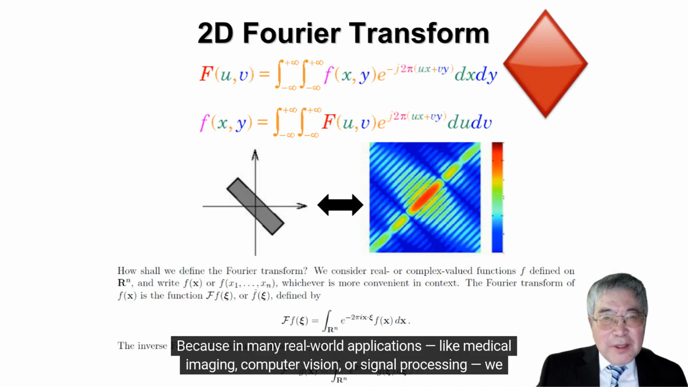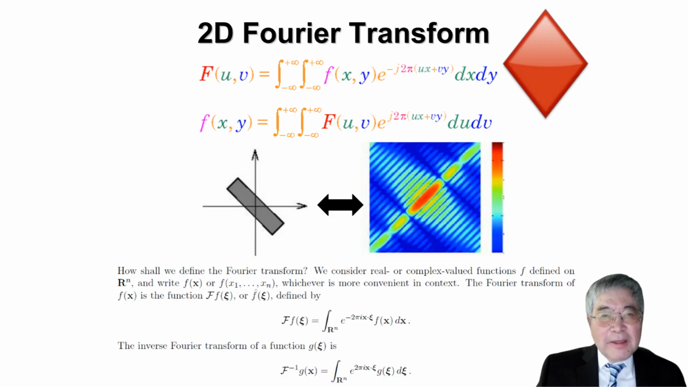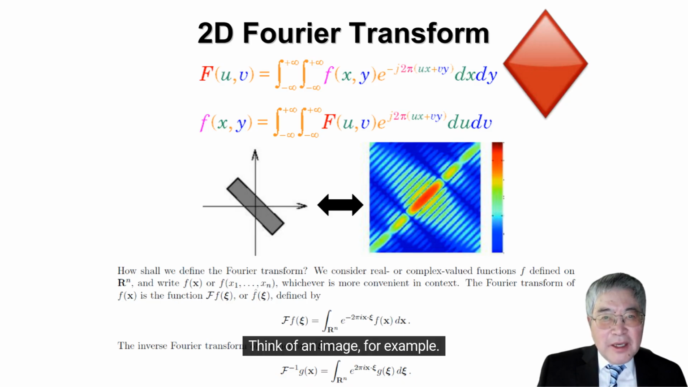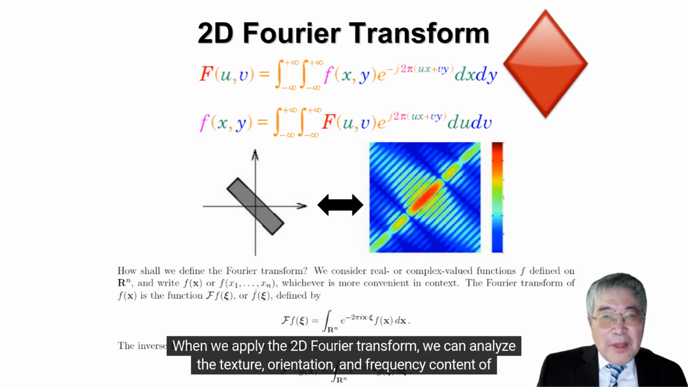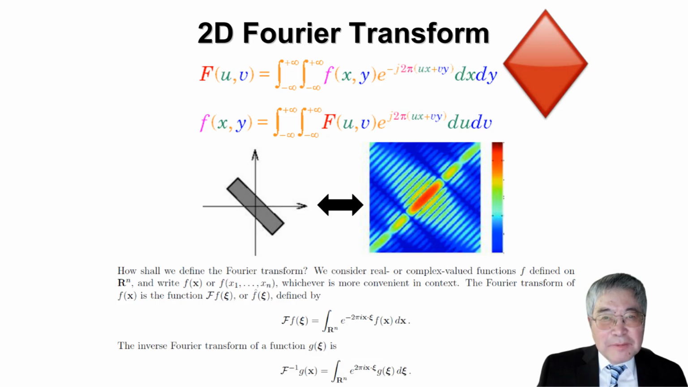Because in many real-world applications, like medical imaging, computer vision, or signal processing, we deal with 2D data. Think of an image, for example. Each pixel represents a value at some x and y location. When we apply the 2D Fourier transform, we can analyze the texture, orientation, and frequency content of that image.